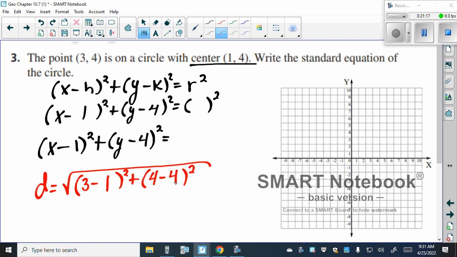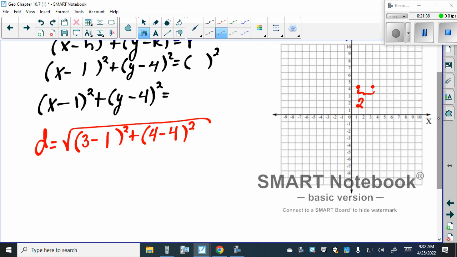Before we continue on, I'm going to just plot this. So if we had 1, 4, this here is the center, yes? The other point is what? 3, 4. That's a distance of what? That's the radius. Now, if we look at the equation here, d is equal to the square root. 4 minus 4 is what? 0. So that is out. Now, I can still write it in. 3 minus 1 is 2 squared plus 0 squared.